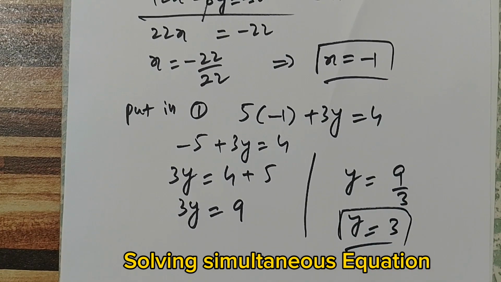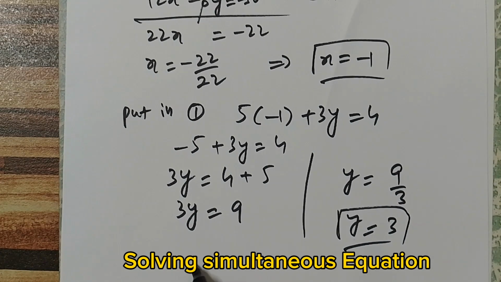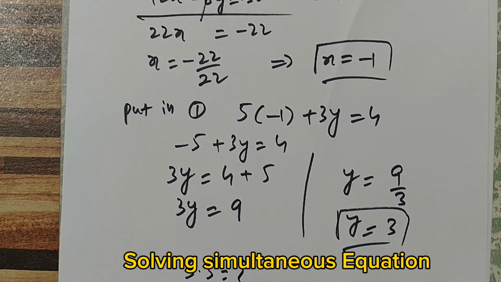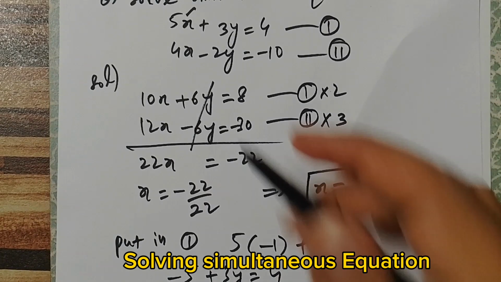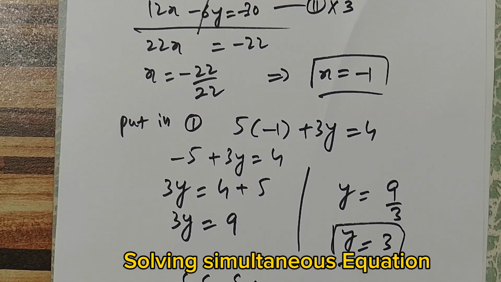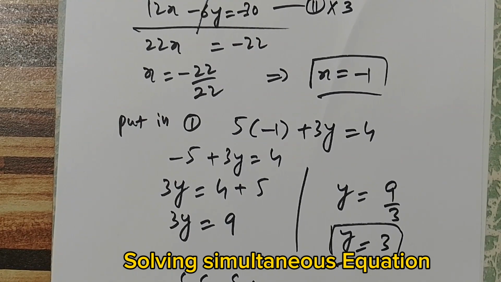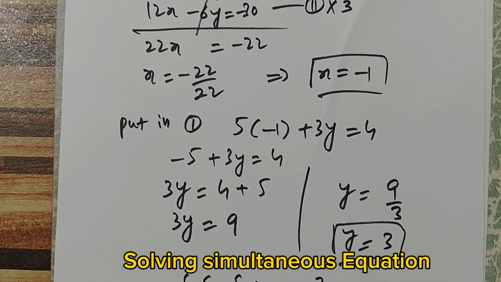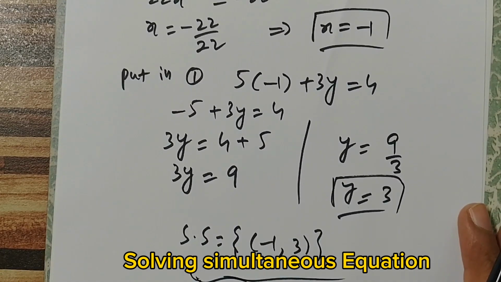So this is the solution set for x and y. I can combinedly write it in the point form also, because these are two straight lines on the graph paper. So if I write them in the point form, minus 1 and 3 is the point where these two straight lines are intersecting each other.